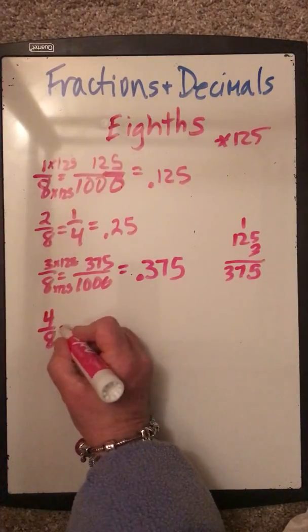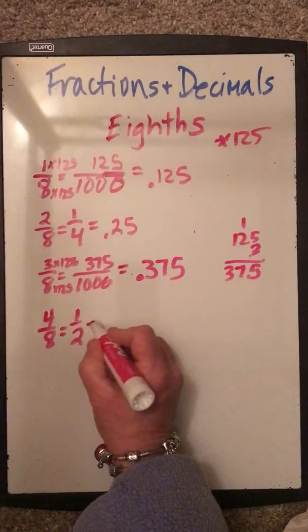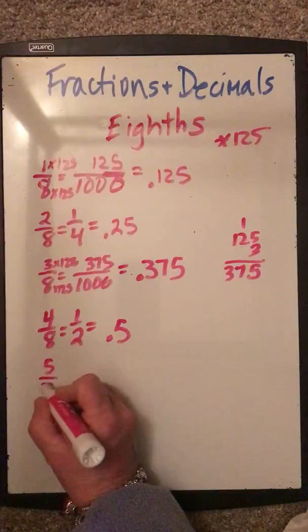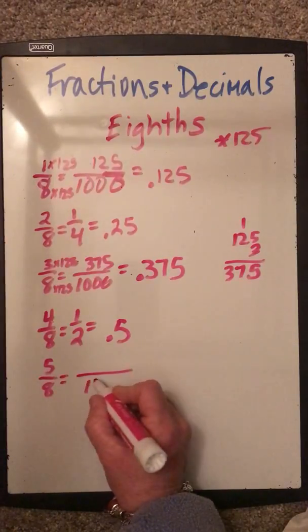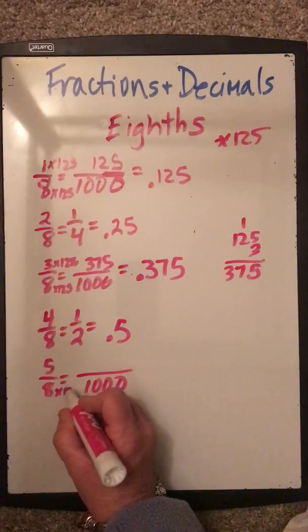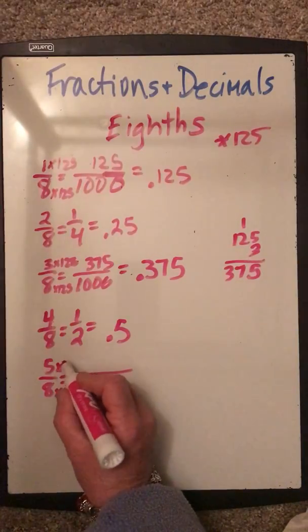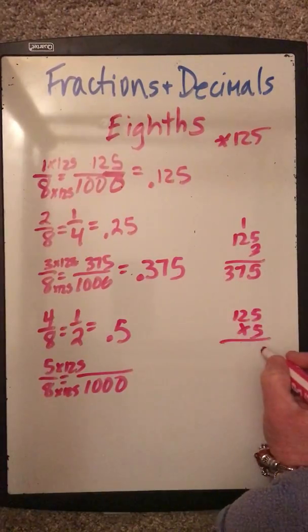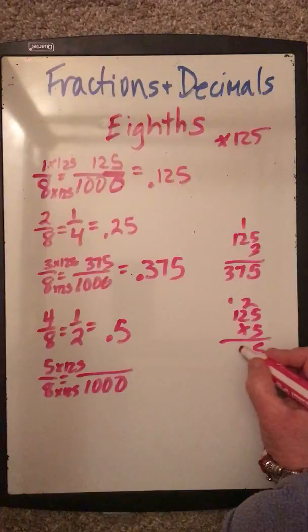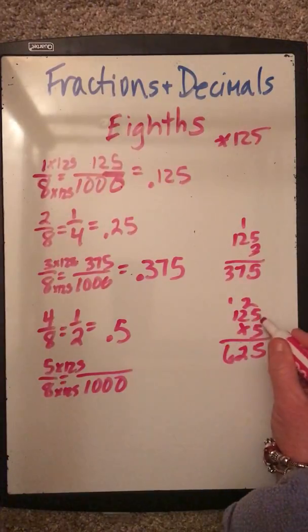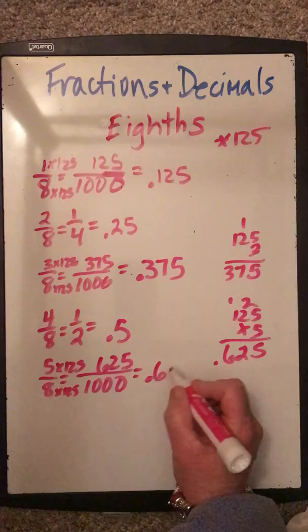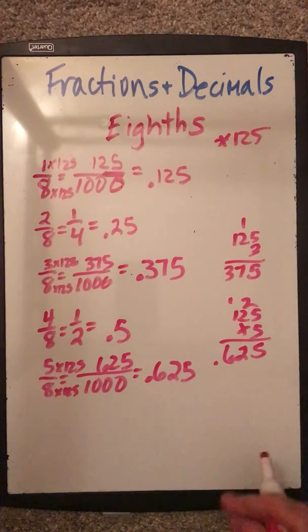And go to 4/8. You should recognize that 4/8 is the same as 1/2. You already know that 1/2 is 0.5. Then when we go to 5/8, we're going to have to multiply again. And we know 125, so it's going to be 5 times 125, and we get 625 thousandths, which is 0.625 with the decimal.